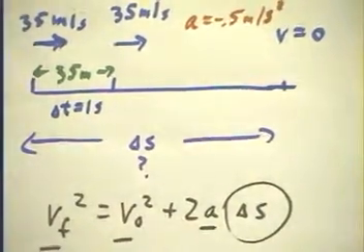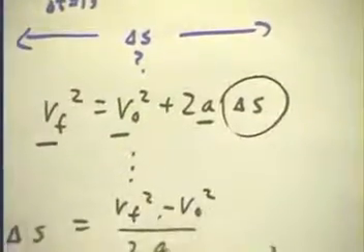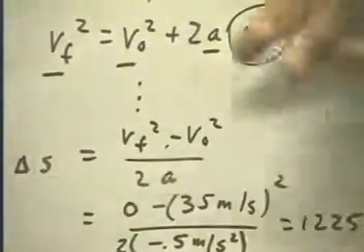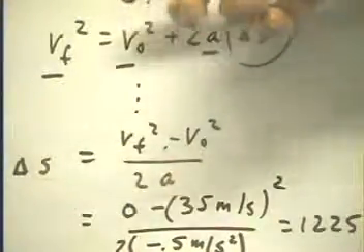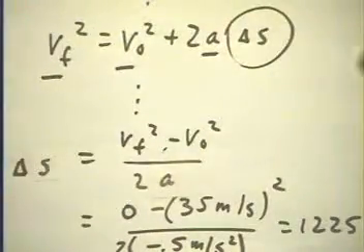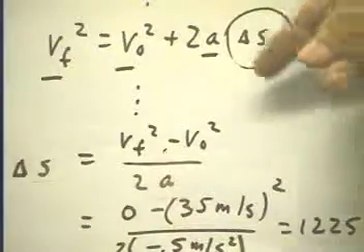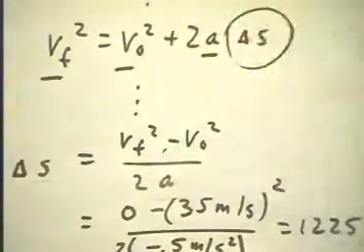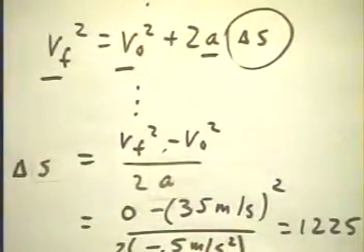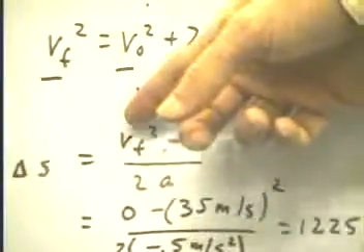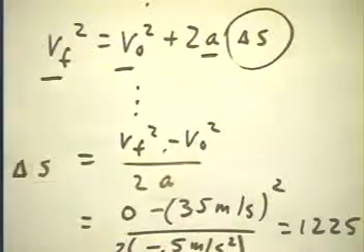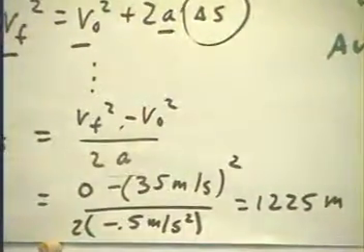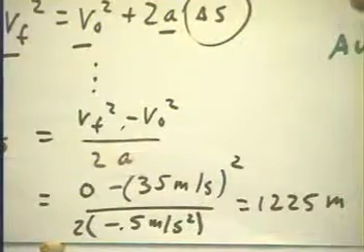Well, at the end of the last lecture we did that, and we saw that the strategy is simply going to be first to add a negative V0 squared to both sides, and then to multiply by the reciprocal of the coefficient of delta S, in other words by 1 over 2a. And when we do that, we're going to obtain delta S equals VF squared minus V0 squared over 2a. Then it's a simple matter of plugging in our information and we get our distance.